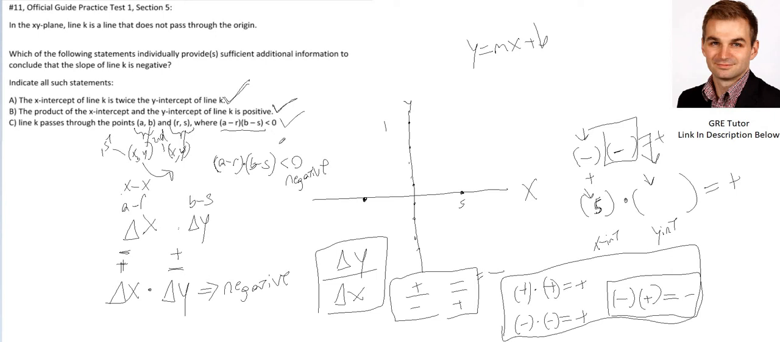For all three of these, you have enough information with that single line of information to determine whether the slope is positive or negative, and in fact, specifically to determine that the slope is negative.